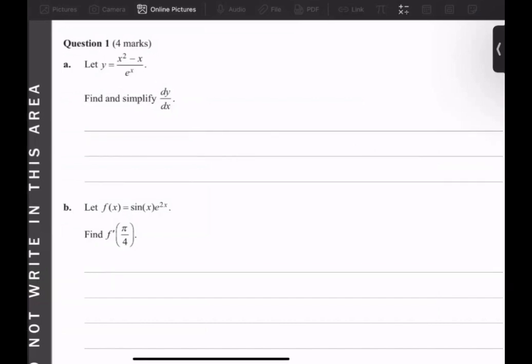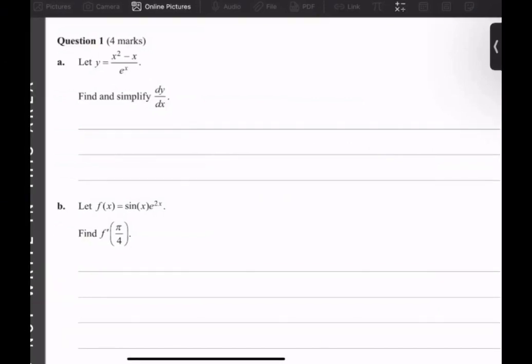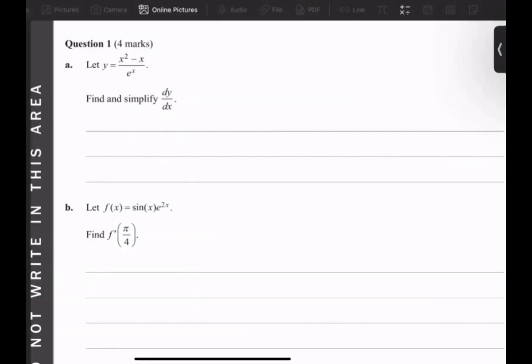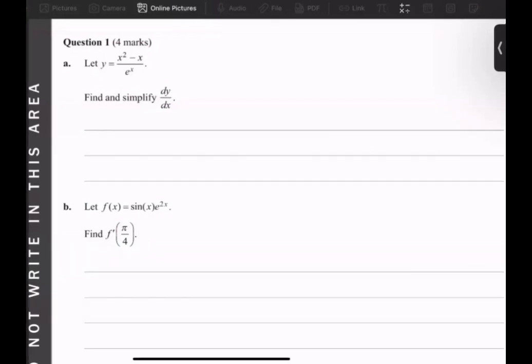And today we are going to go through another VCE Maths Methods exam question, specifically relating to the CAS-free part of that exam. So this is question 1 of the 2023 Methods Examination 1, last year's exam at the time of recording.